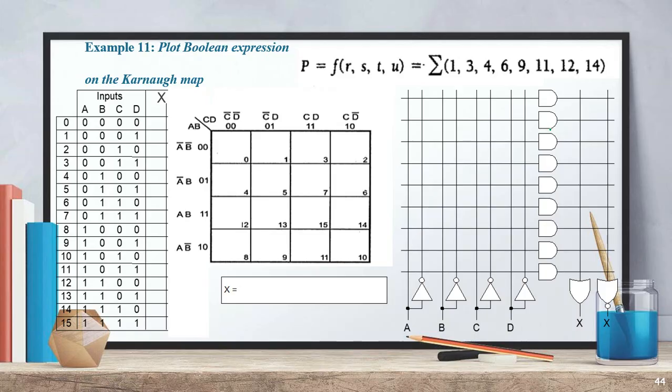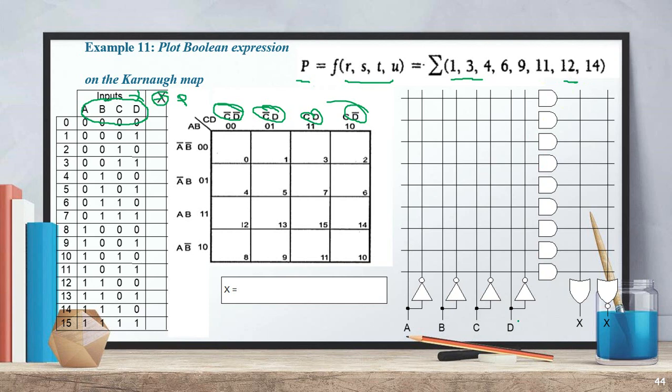Next, some exercise problems. If you are interested, do it yourself. In this example, listen carefully. I have taken the output as P equal to F of RSTU. So instead of X, make it P, and instead of ABCD, make it RSTU, and change all these portions according to RSTU. And the given is 1, 3, 4, 6, 9, 11, 12, 14. According to that do it.